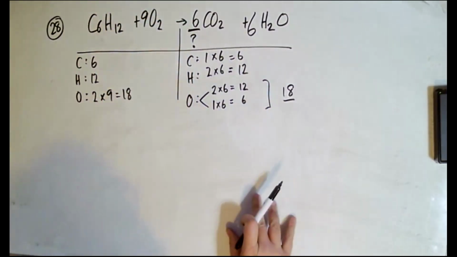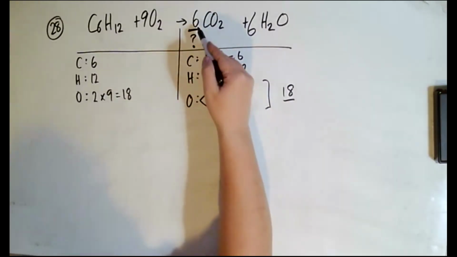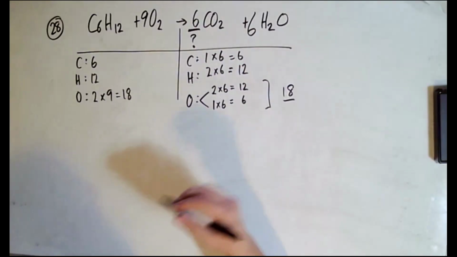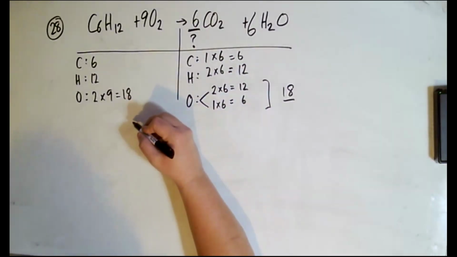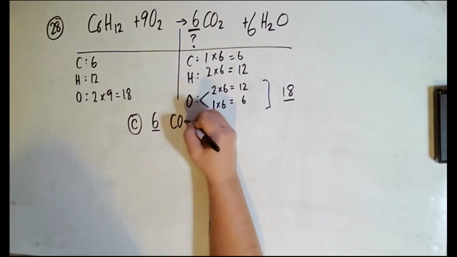Now that we see that everything's balanced on both sides, now we can feel confident saying that yes, 6 is the number that's in front of my carbon dioxide. So my answer choice here is going to be C. We have 6 CO2s.